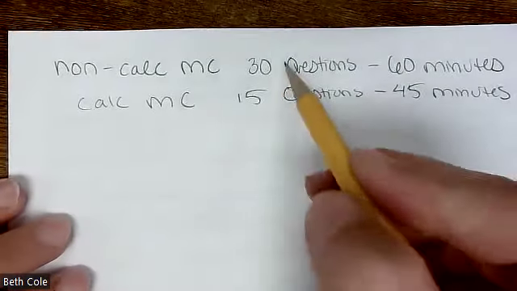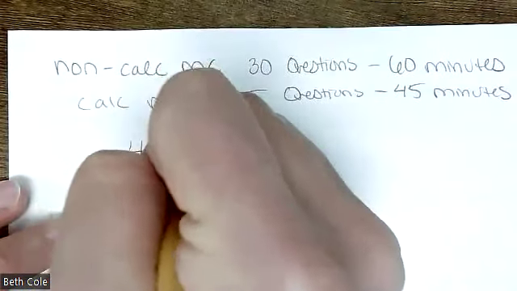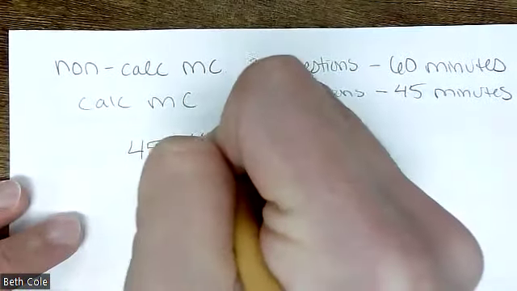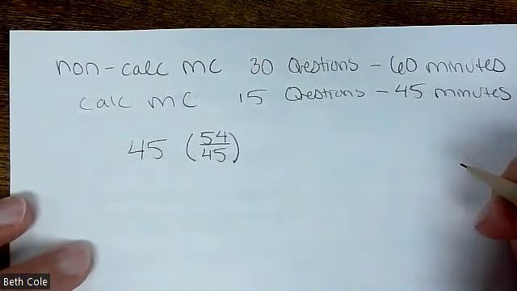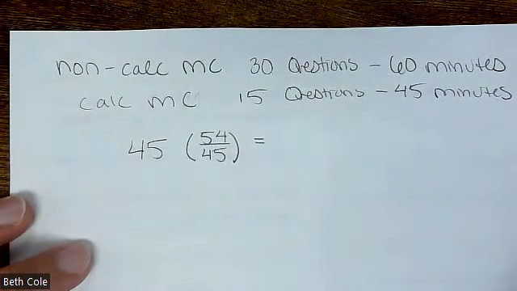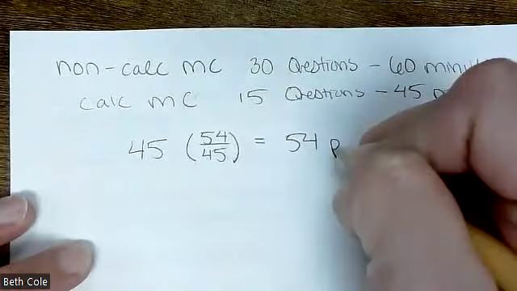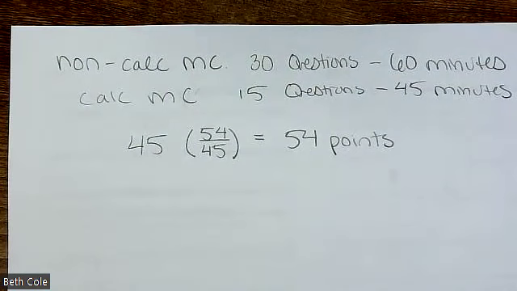Okay. Now, what does this add up to points-wise? 45. What they do is they take that 45 and they multiply it by 54 over 45. You'll see why at the end. What cancels out there? So it actually ends up being 54 points. So you get a little curve. They curve the multiple choice, which is good. Well, don't do that. If you walked in and put C for everything, you wouldn't get a 0.